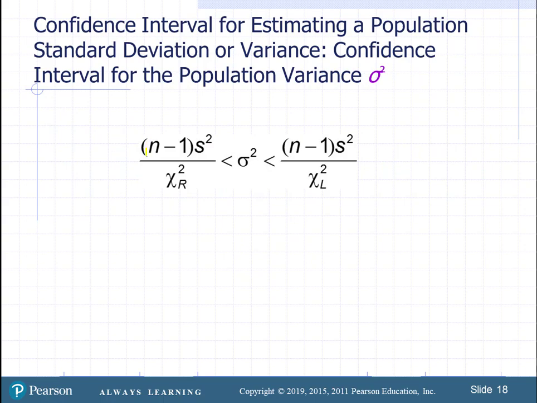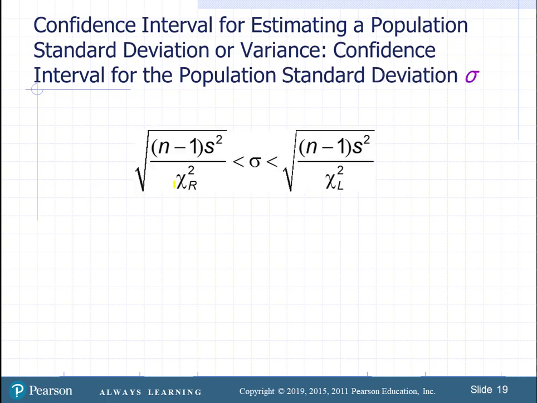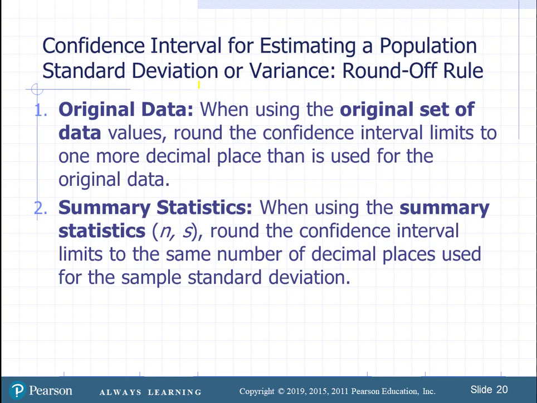And here's the formula. So n minus 1, that's our degrees of freedom. S squared is going to be our sample variance, and then we're going to use our critical values, both right for the lower and left for the upper, to get our confidence interval. And then if we want the confidence interval for the standard deviation, we take the square root of both of those. Here are our round off rules.